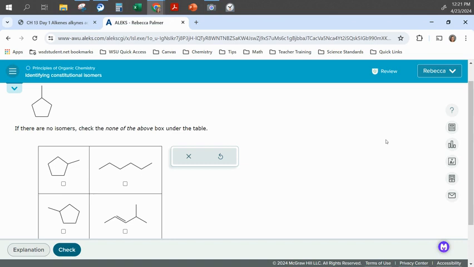So this first one, I'm just going to look at that, and I see that it's the same molecule. So it cannot be an isomer if it is the same. It's just rotated. Okay, that's like me spinning. I'm still the same person. I just moved my arm. So this one is not an isomer.